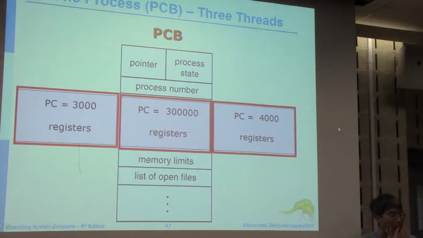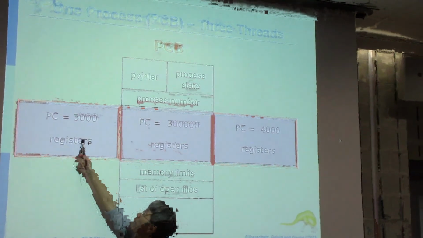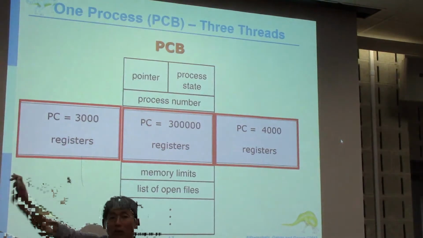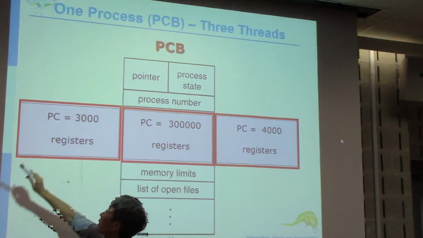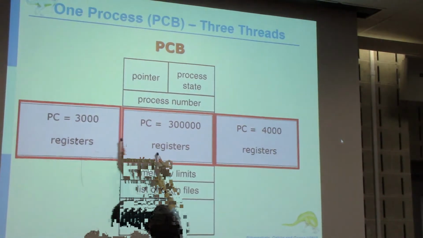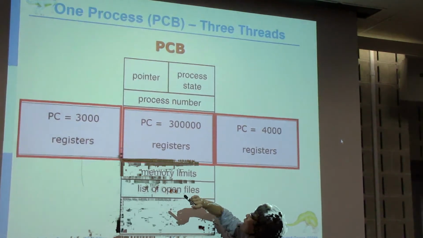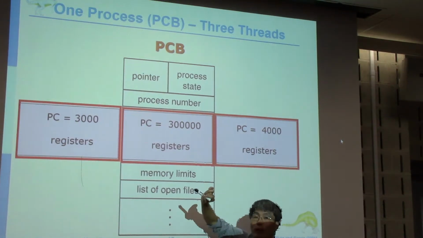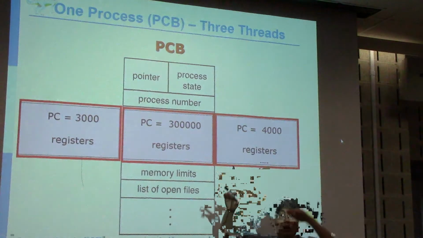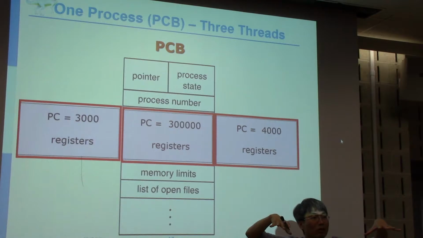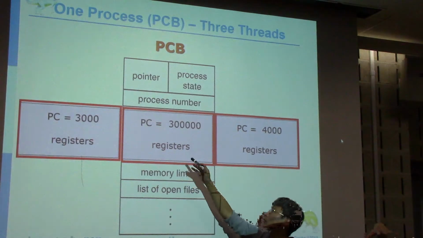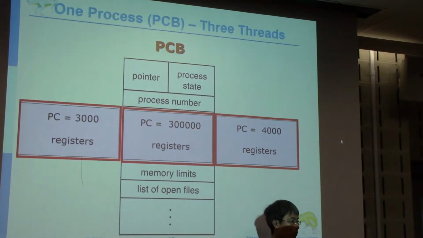For example, for program counter, this thread has program counter 3000, so the address 3000 will be executed from this thread. This one is 300,000, and this one is 4,000. You can simultaneously, at the same time, run 3 threads within one process.